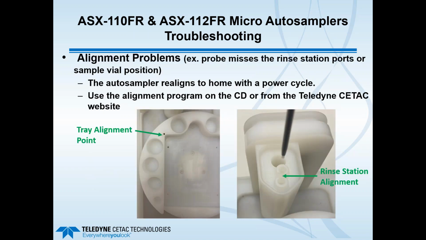Alignment problems, which can happen. There is an alignment program available on the CD, also off the CETAC website, which allows the user to realign both the rotary tray and the Autosampler probe. There is a little point denoted by the little black dot for the tray alignment point that you would align the sample probe over, and then also aligning the rinse station. There's also a rinse station alignment point between the two ports, the pre-rinse and the full rinse, to align the position of the probe.